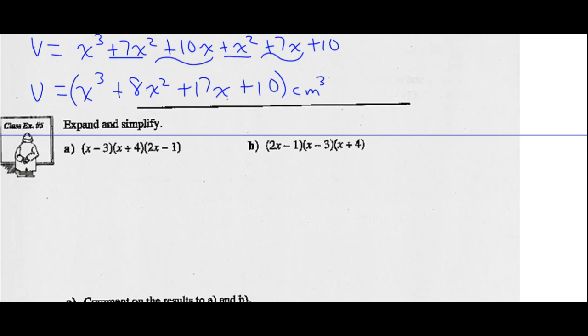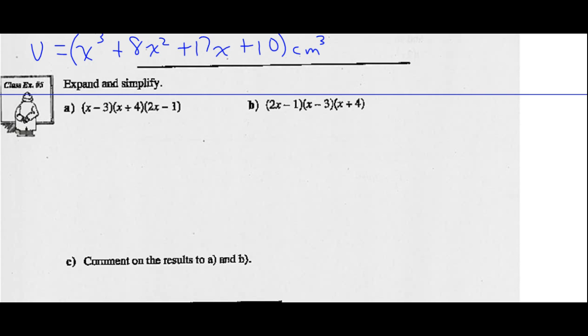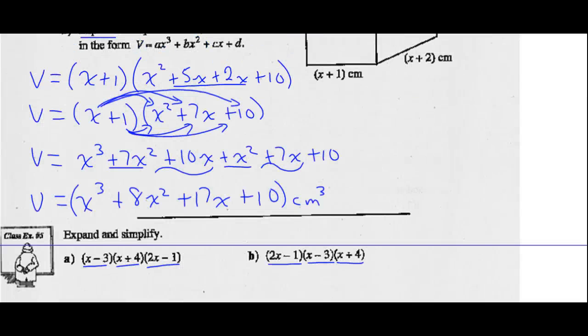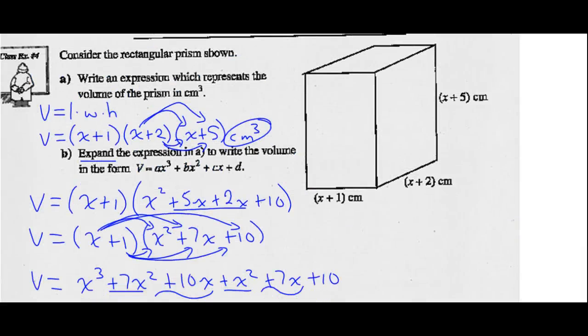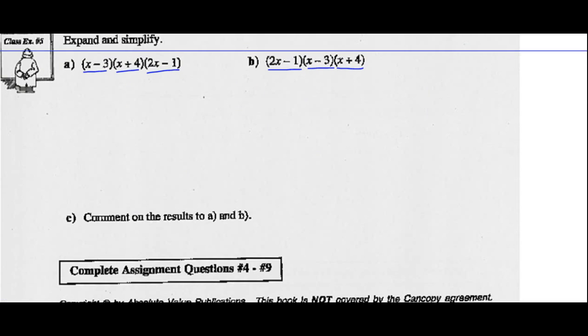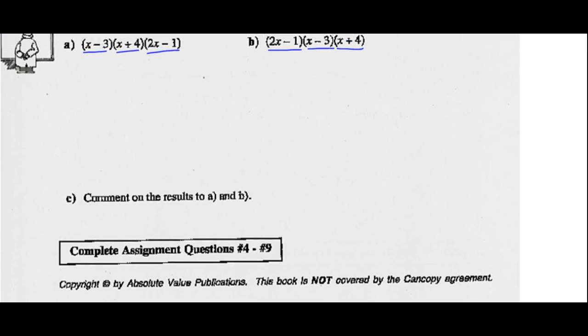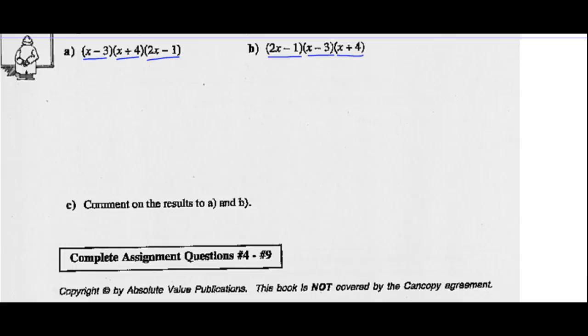So example 5, expand and simplify the following. If I have a close look at this, it's x minus 3 times x plus 4 times 2x minus 1. So it's the same question. They're just saying the order of multiplication we're going to do differently. And I've already mentioned to you guys a number of times that the order of multiplication doesn't matter. So comment on the results to A and B. Well, the answers should be the same. So the answers are the same, and it doesn't matter which way you choose to multiply these.